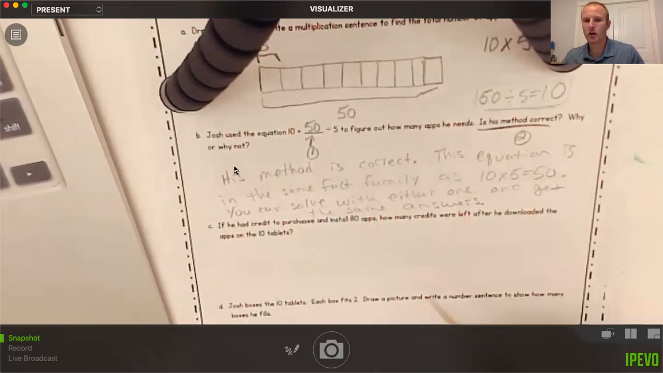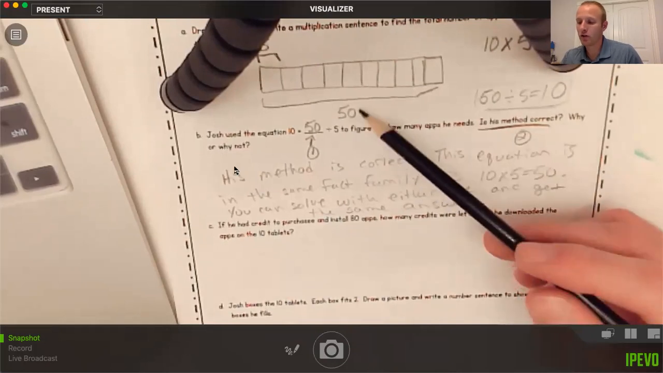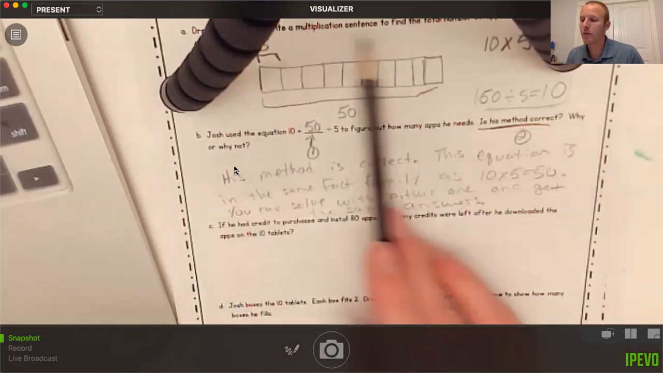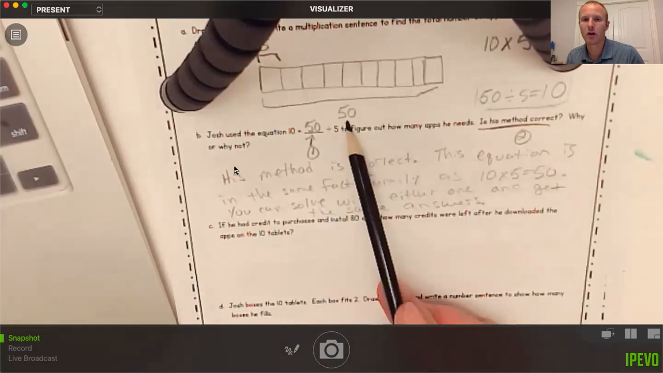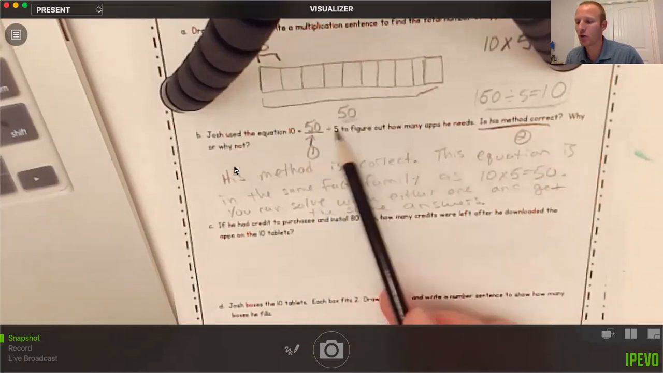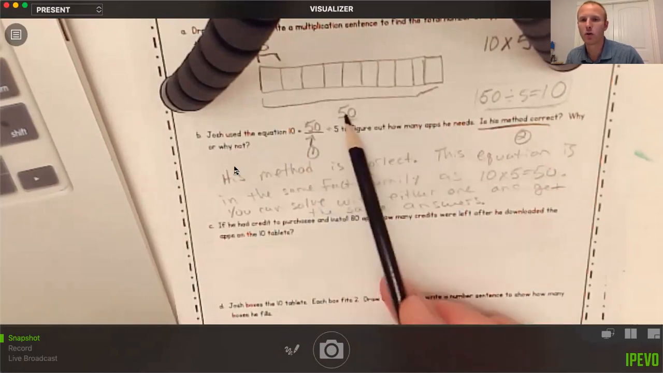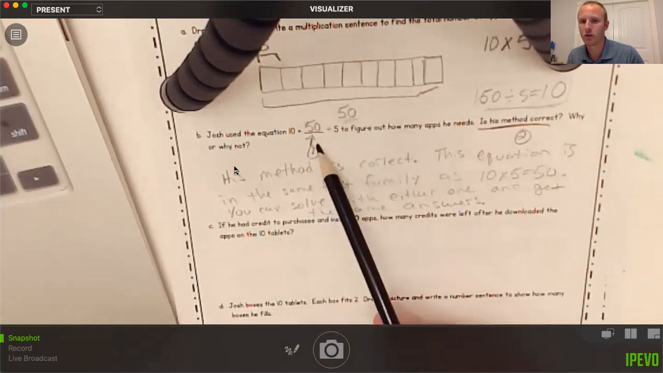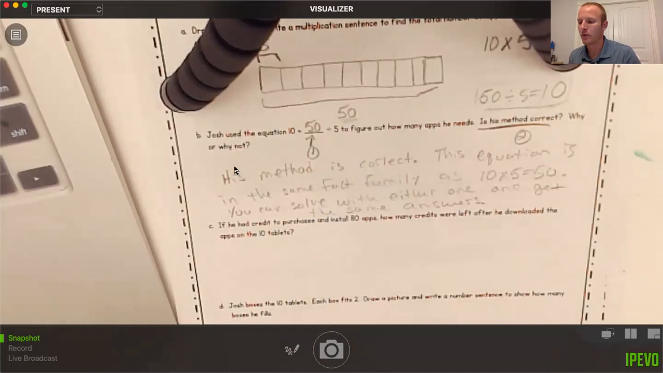Now, the only thing we need to know about this is we did need to use our diagram here to figure out that we had 50 total before we could do the division sentence, right? We couldn't have done that until we had figured out our total. But once we knew the total, we could certainly use division to model that problem with an equation.